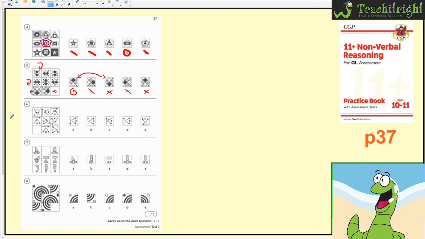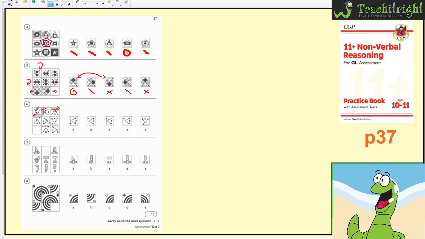Number 6. Oh gosh, there's lots of arrows in this one. So we've got 1, 2, 3, 1, 2, 3. So we've all got the same number of arrows. And it looks actually to me as though this whole pattern is just being rotated round. If you just focus on this arrow to start with, pointing left, then pointing up, then pointing right.